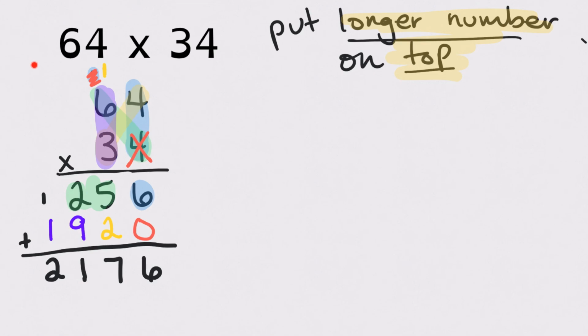So 64 times 34 is 2,176. So there are a few more steps here, but it's not really any more difficult than one digit. We just break it up and then we make some separate one-digit multiplication problems here.